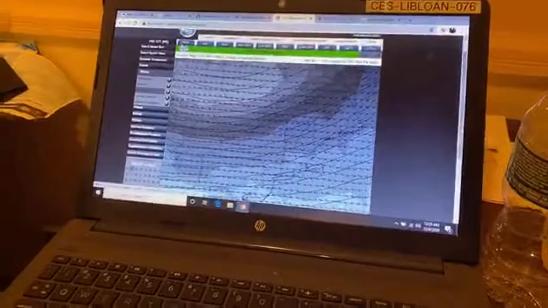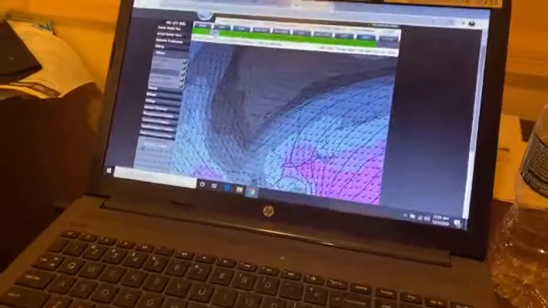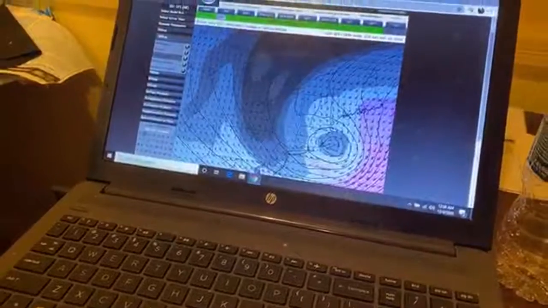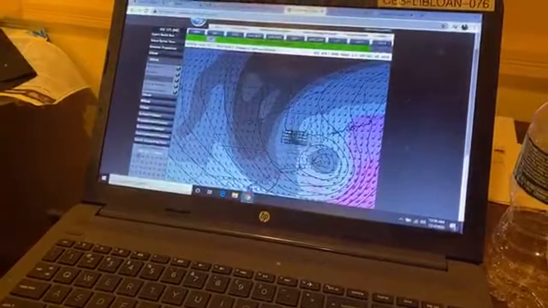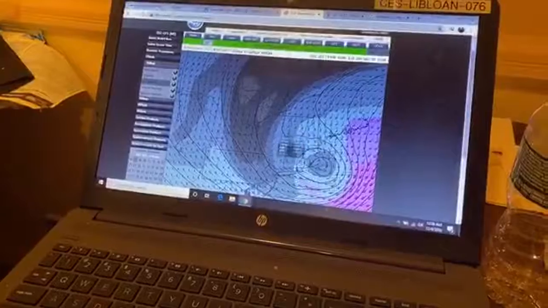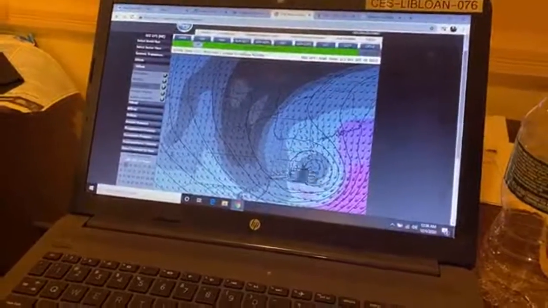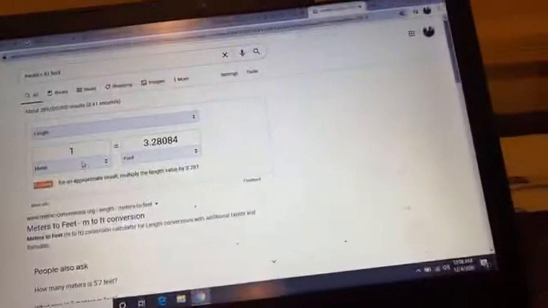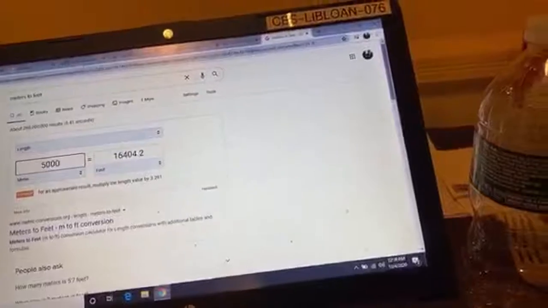That's basically 5,000 meters. You will definitely have a lot of dynamic cooling, and evaporational cooling as well, because this is just shy of 20,000 feet. This is 5,000 meters. Meters to feet. So 5,000 meters will be roughly around 19,500 feet, or just around 16,000 feet.